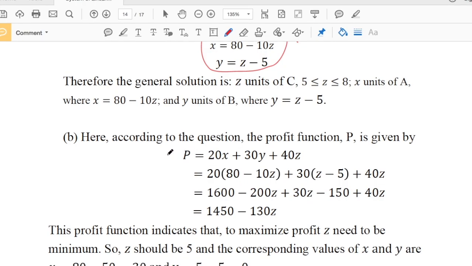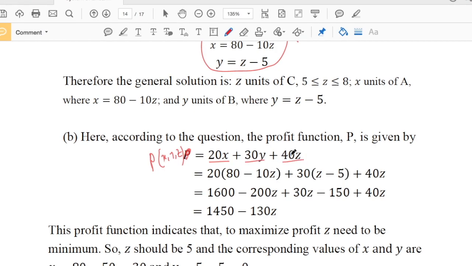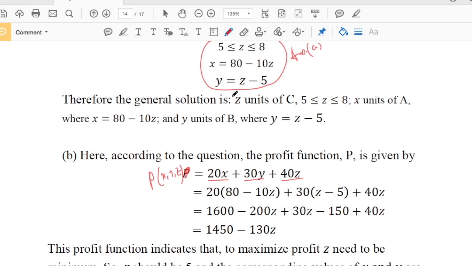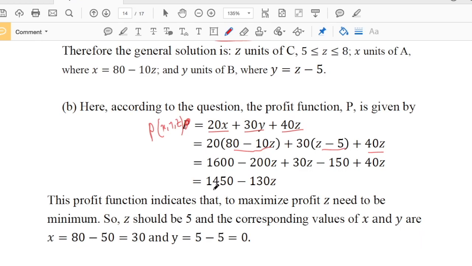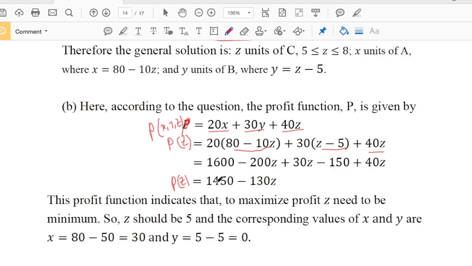This is the profit function, and note that P depends on x, y and z. So it will be better if you write P as a function of x, y, z. But we already have x and y in terms of z. So I can put x equal to 80 minus 10z, y equal to z minus 5, and z is z. After simplification, the profit function now depends on only z, since I replaced x and y by z. So P(z) is now 1450 minus 130z. This is your profit function.